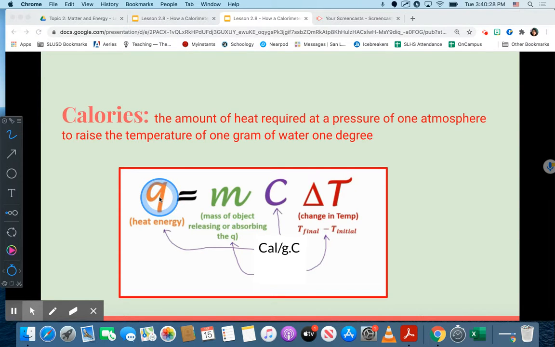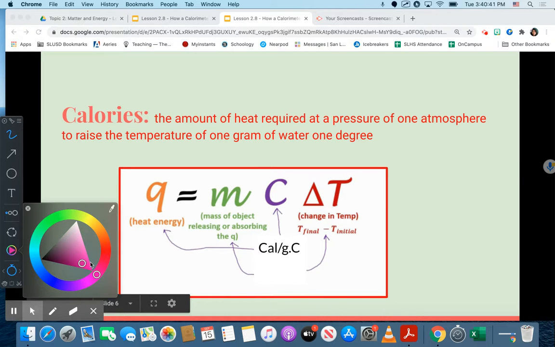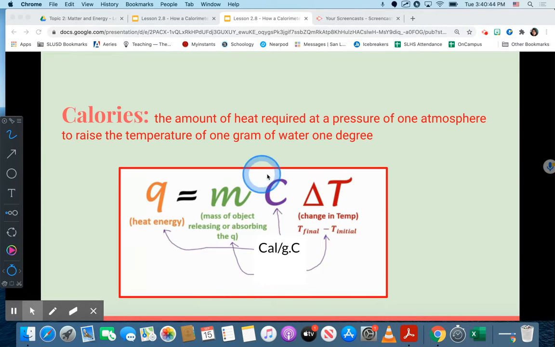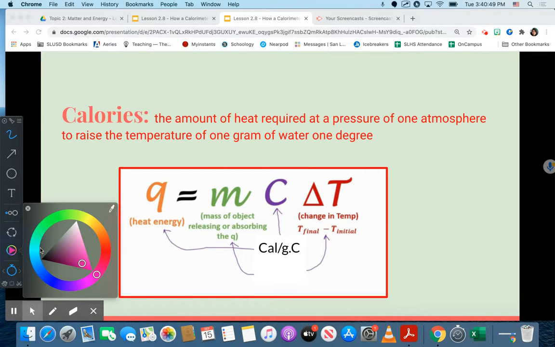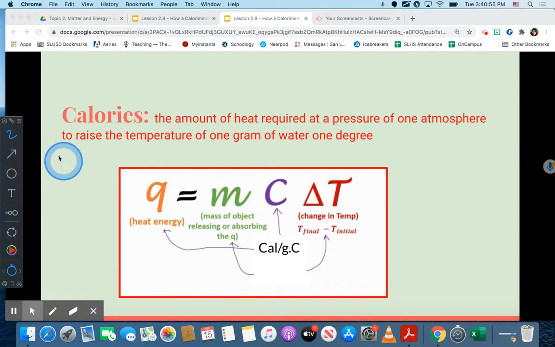So to figure out calories, I need to know the mass or the weight of the food. C stands for the specific heat of the food, so how fast something heats up. The tricky thing is we don't know the specific heat of the food, but we do know the specific heat of certain elements and also water. So really, in calculating calories, we just use water because we know the specific heat of water.